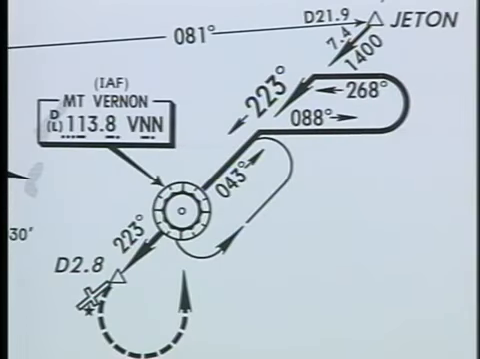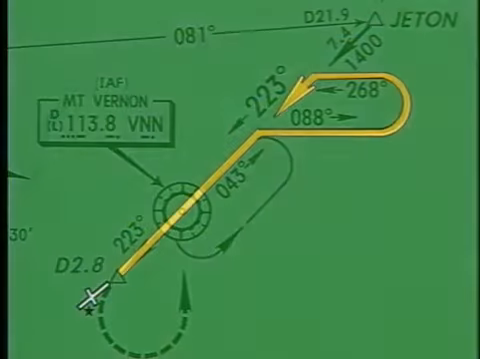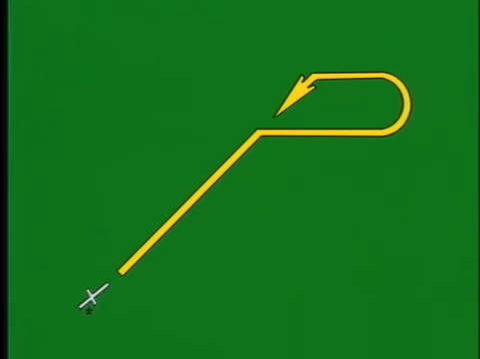The most common procedure turn depicted on approach charts is the one shown here. When this symbol is shown, the method you choose for the course reversal is optional. However, no matter what procedure you use, you must remain within the protected airspace allotted for the procedure and fly the reversal on the same side of the course as it is charted.